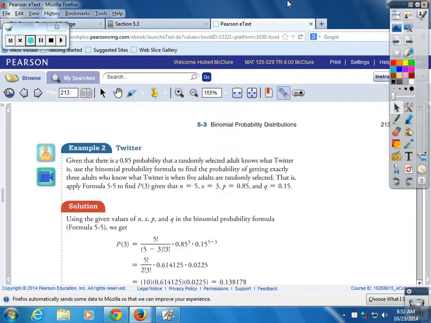Which is 3 of 5? And they're saying that the research comes from 5. They interviewed 5 people. All right? They want to know the probability of 3 of them knowing Twitter. If this is the probability, it says up here, that they randomly selected what? That's 1. Okay? All right. What is the probability? Well, you got a 0.85 chance of picking that person. What is the probability of having 3 adults know what Twitter is?